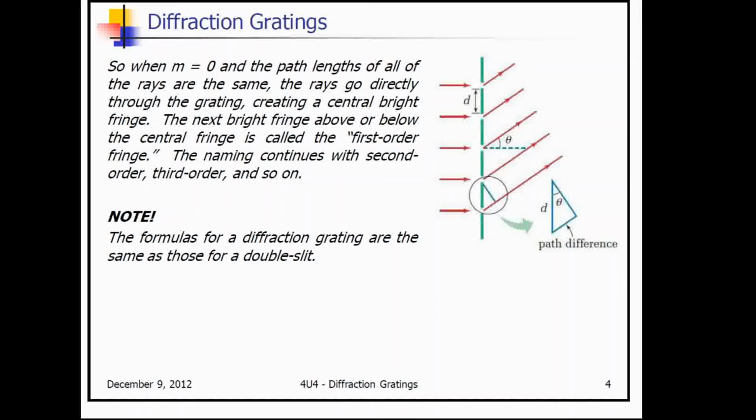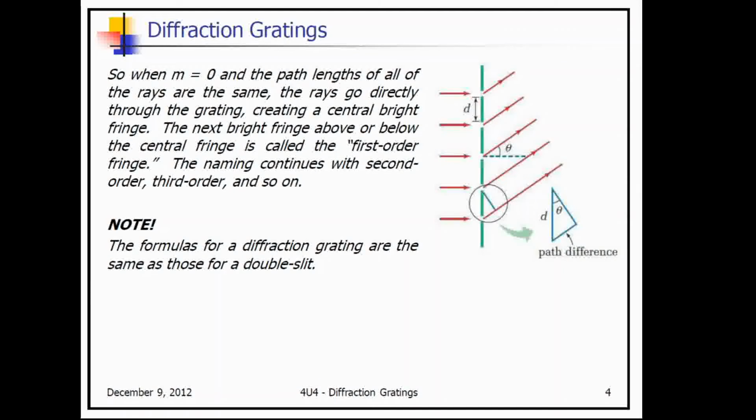When the path lengths of all the rays are the same, the rays go directly through the grating, creating a central bright fringe. The next bright fringe above or below the central fringe is called the first order fringe. The naming continues with second order, third order, and so on.